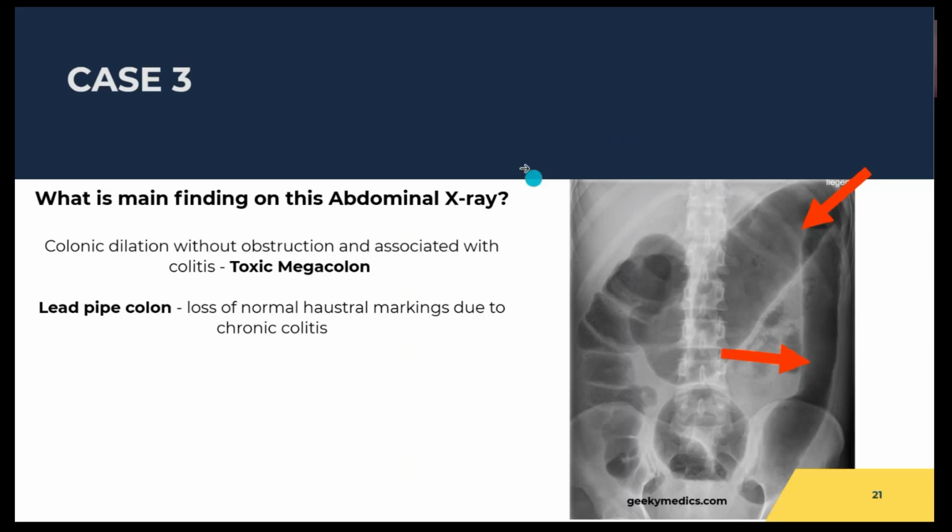So that's on this side. Don't know if you see my mouse. Can someone let me know if they can see my mouse or not? Yeah, we can. Okay, perfect. Thank you. So right here is the toxic megacolon, and here there's the loss of the lines which are normal in the colon. So this is loss of the normal haustral markings. So it looks like a lead pipe.